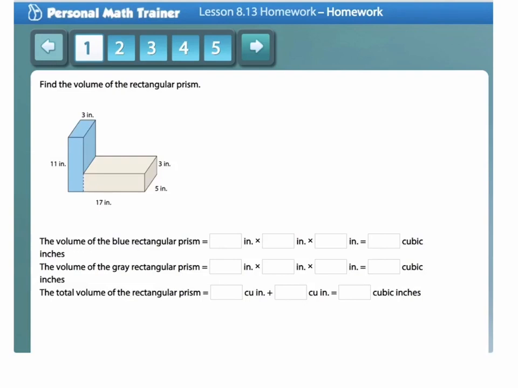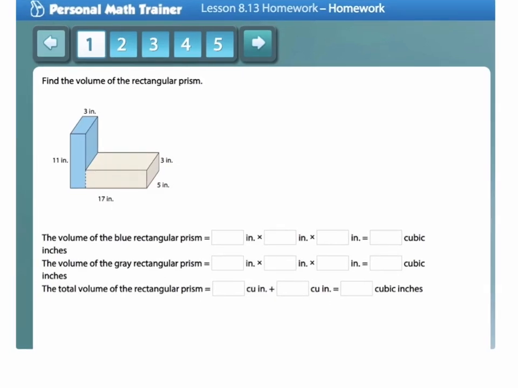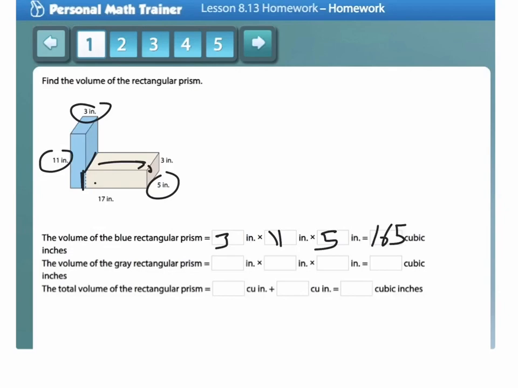Let's start with our practice for the homework. They've cut the composite shape right here. You can see that they took the entire shape and they cut it here. So we end up with two prisms, the blue one and the gray one. So let's first find the dimensions of the blue prism. You know it's 3 and you know it's 11. So that's easy to put in there. But you don't know this distance here. Well, looking over here and looking down here, you see 5 inches. So that prism is going to be 5 inches wide. So it's going to be 3 by 11 by 5 inches. That's going to total 165.